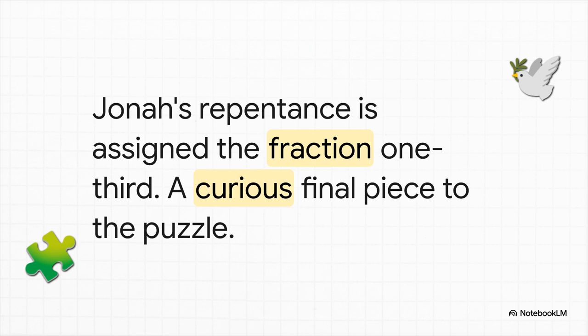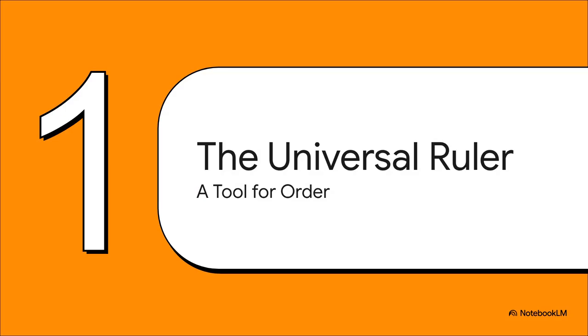Jonah's repentance is given the number 1/3, a fraction. So let's recap. We have a negative whole number, a positive whole number, and now a fraction. How on earth are we supposed to put those in any kind of logical order? Well, to solve this, we need a tool. A simple but incredibly powerful tool for creating order out of chaos. We're talking about the universal ruler, the number line.